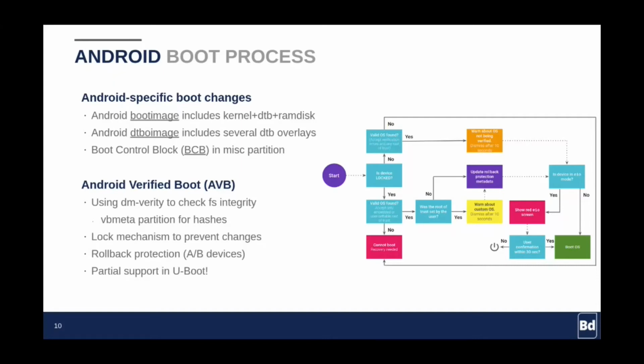And they also implemented an AB update mechanism. In that case, they implemented the rollback protection. So if one update doesn't go right, it can go back to the previous update. This part, however, is not supported in U-boot, for instance. The U-boot features can do some of the verification, but it cannot do rollback, for instance.